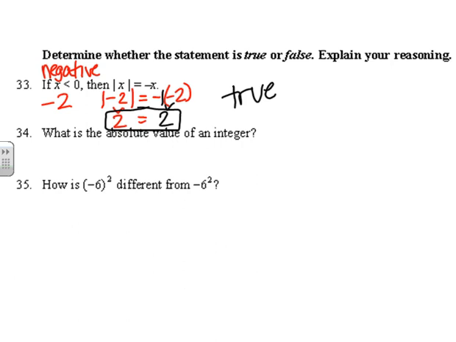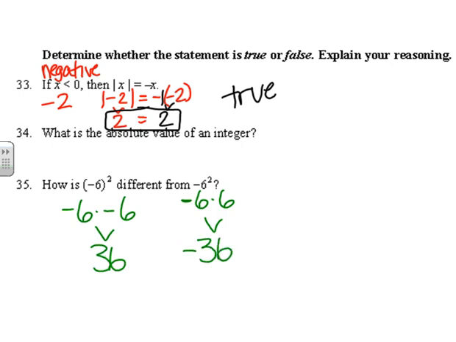On number 35, I'm going to evaluate each one to show how they are different. (-6) squared means we're going to do -6 times -6. A negative times a negative is a positive. For -6 squared, we're just going to bring down the negative in front, and then we're going to do 6 times 6. This time there are no parentheses, so we're only squaring the 6, not the negative. When we do -6 multiplied by 6, we get -36. Since those are not the same number, we would just say that they're different because one is positive and one is negative.